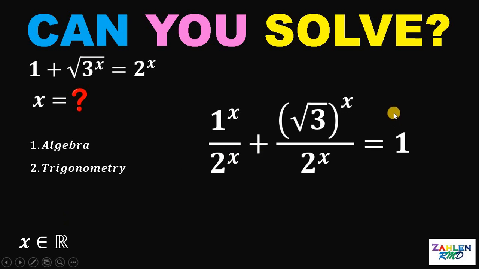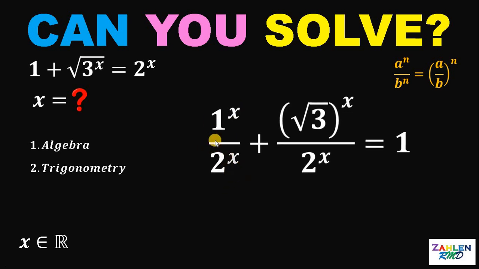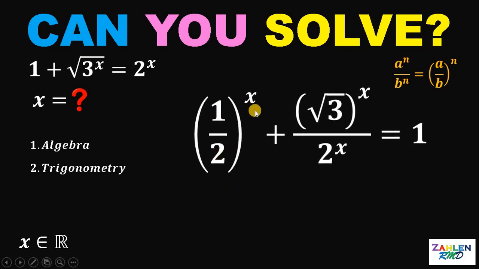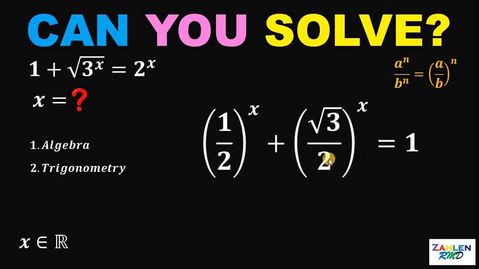And at this point, we will use some laws of exponent. If we have a raised to n over b raised to n, it is equivalent to a over b raised to the power of n. Therefore, this 1 raised to x over 2 raised to x can be written as 1/2 raised to x, and the square root of 3 raised to x over 2 raised to x can be written as square root of 3 over 2 raised to the power of x.